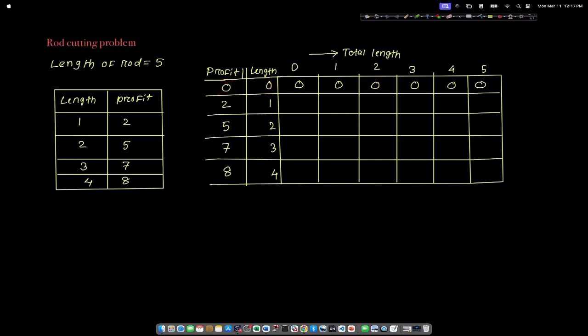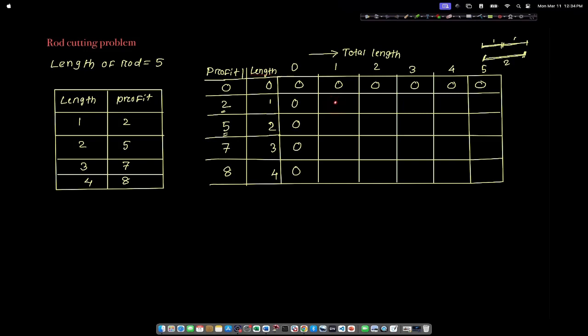Now, for the rest of the cells, we will explain how to fill them. Likewise, we will fill this column with 0, 0, 0 and 0. Now let's see how to fill this column.